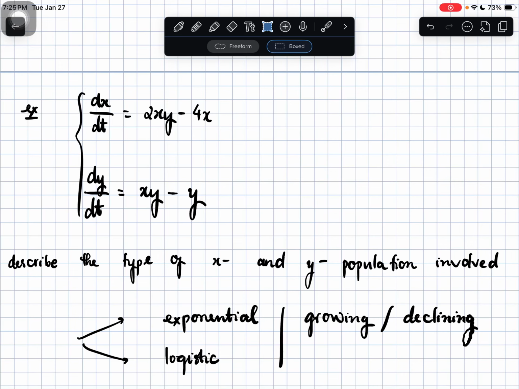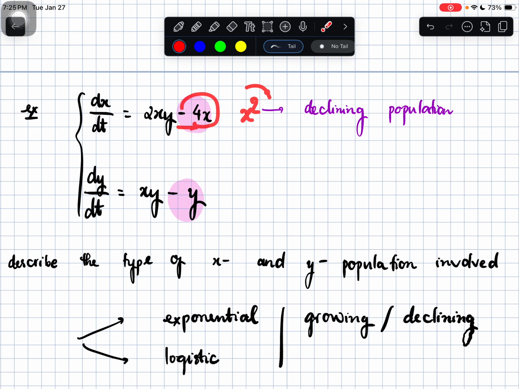They give us a system of nonlinear equations, and we need to describe the type of the x and the y population. So you see that the coefficient here is minus 4x and minus y, so they are both actually declining populations. It is naturally declining. There's no term that's x squared, so no terms where x interacts with itself. So naturally declining, and it's exponentially declining.